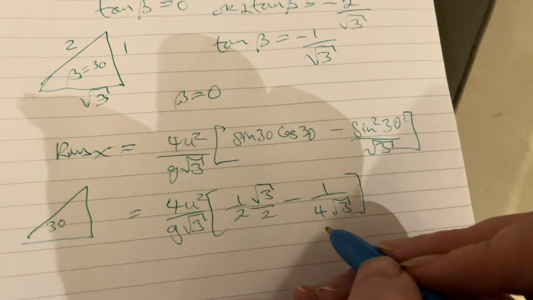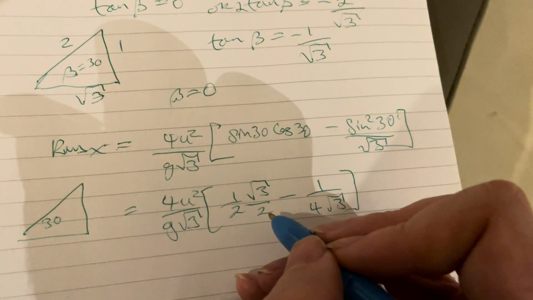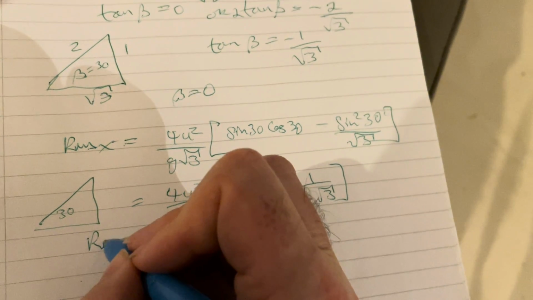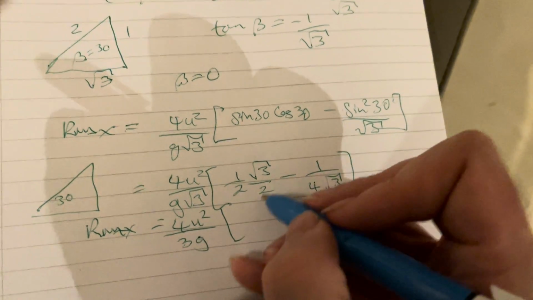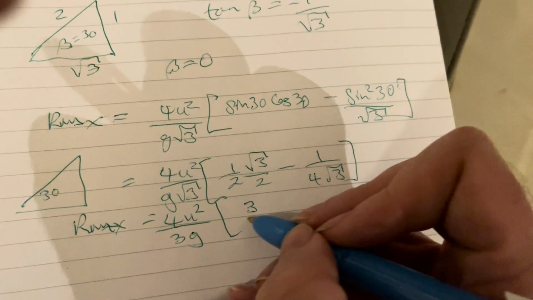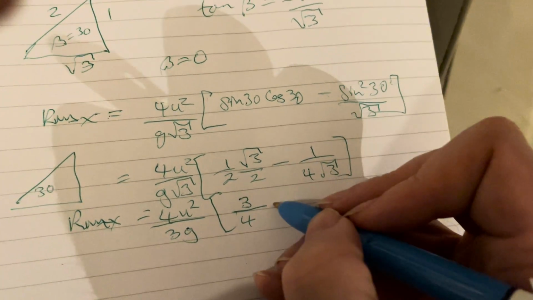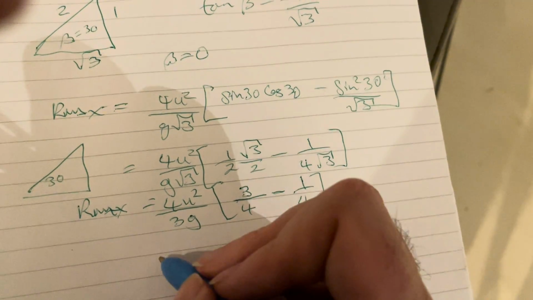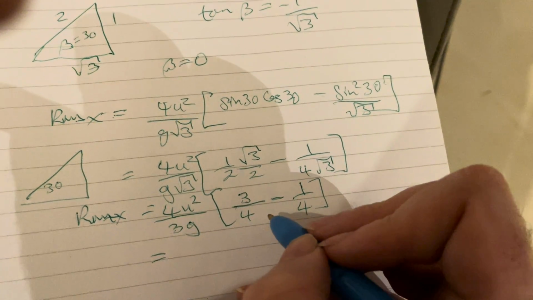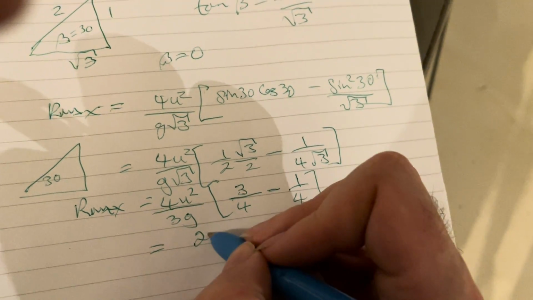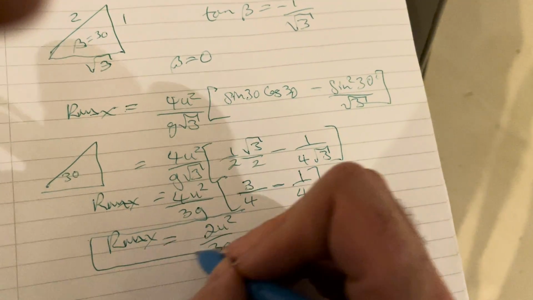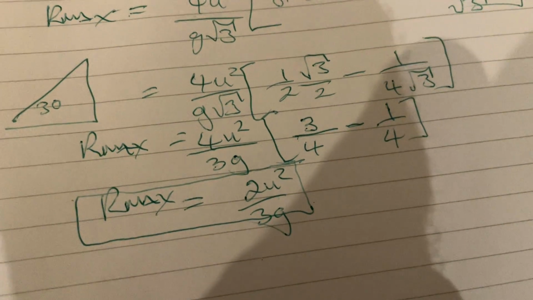Okay, so if we take out 1 over root 3 there, will that work? Yeah, so that would be 4u squared over 3g, what's left there? 3 quarters minus 1 quarter. Is that right? Yeah. Which is equal to, looks suspiciously nice. So that's 2 quarters, that's a half. So 2u squared over 3g. That looks like a nice even result. But I wouldn't be surprised if there's some error there, but it looks okay so far. Okay, so that would mean r max is 2u squared over 3g with an angle of 30 degrees projecting.